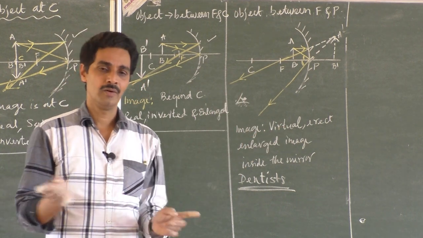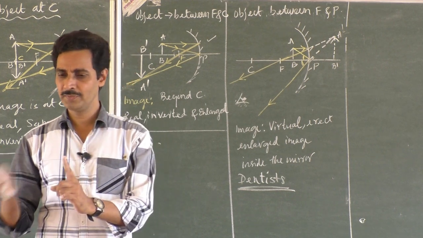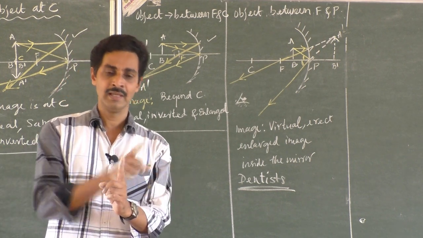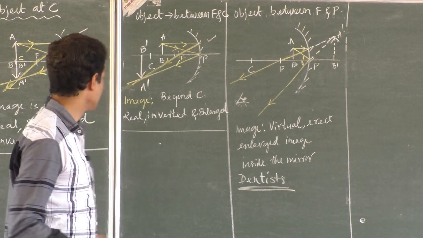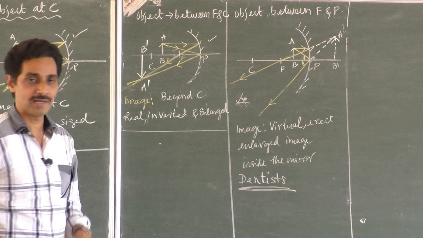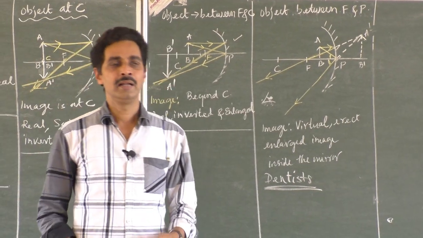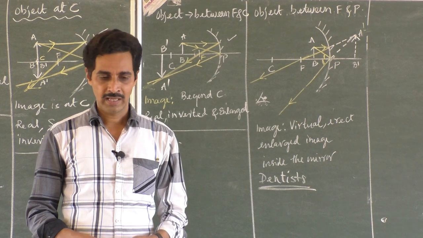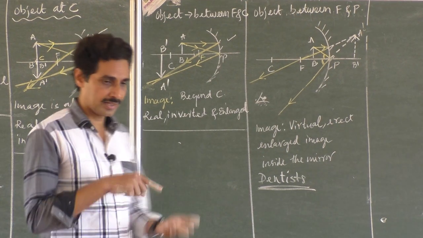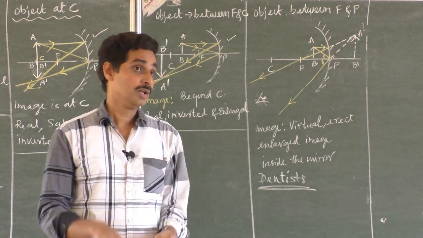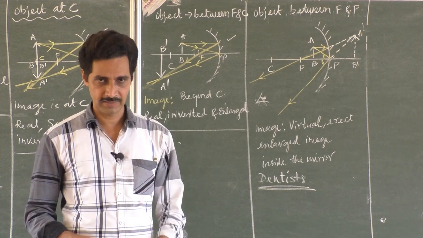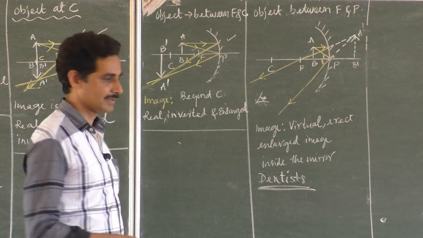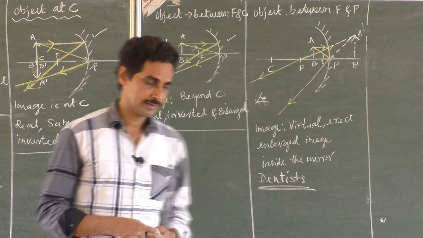At C, okay, you are coming to the junction. When the object is at C, image is also at C, at the center, and the image is of the same size. And this is the only mirror which forms a real image of the same size. No other mirror forms a real image of the same size. So at C, real, inverted, and of the same size.